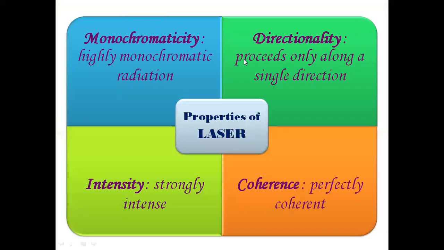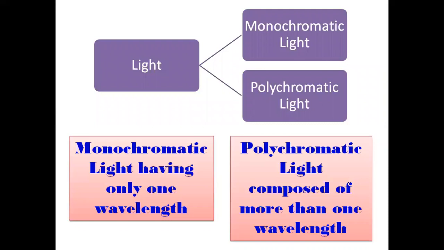Firstly, we discuss about its property. Laser is highly monochromatic. Now the question is, what is monochromaticity? Light can be classified into two categories. One is monochromatic and the other is polychromatic. Light having only one wavelength is called monochromatic, whereas light having more than one wavelength is called polychromatic. So, laser is a monochromatic radiation.